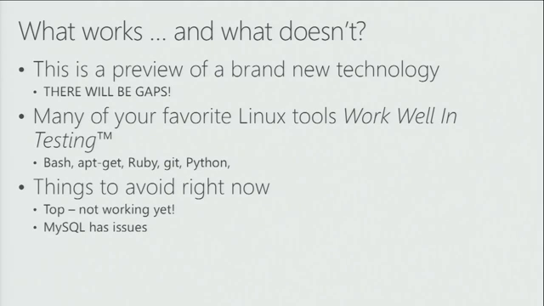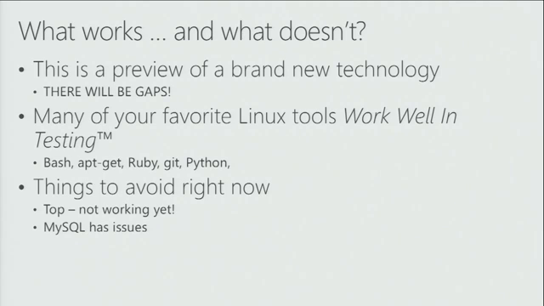The things that we've been testing a lot on are the coreutils in Bash. We've been testing a lot with apt-get. We've been testing a lot with Ruby. We do know that a lot of the Ruby gems right now aren't working. We are working on that. We are trying to make sure that everything works: Python, Git, all that good stuff.